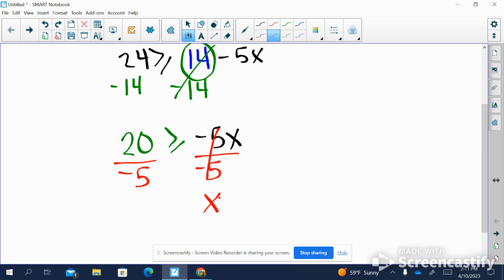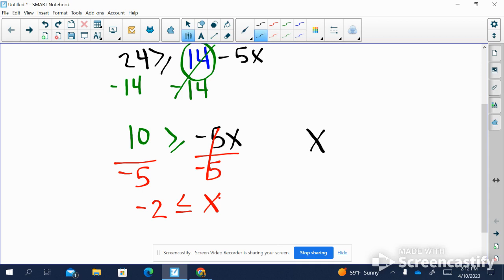So I just get an x on the right, and 20 divided by, oops, that shouldn't be a 20. What did I put? 24 minus 14 gets us 10. My bad. So 10 divided by -5 is a -2. Now I divided by a negative, and the rule with inequalities is anytime I multiply or divide both sides by a negative, my inequality symbol is going to flip. So I get -2 is less than or equal to x.